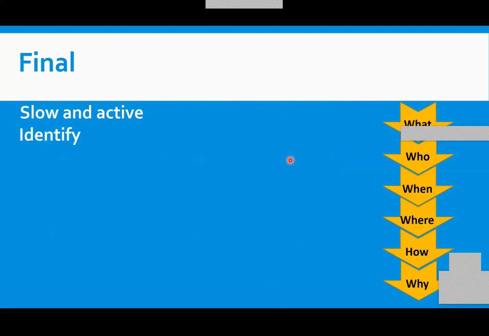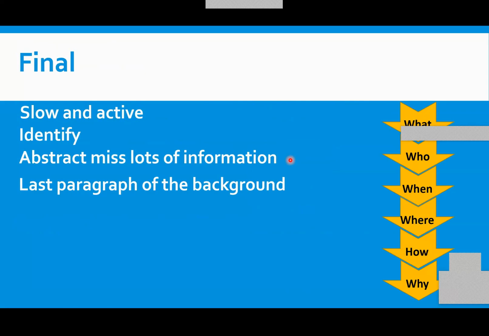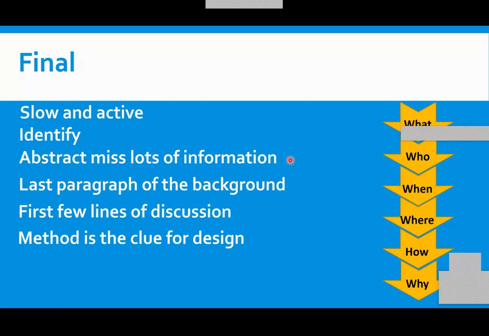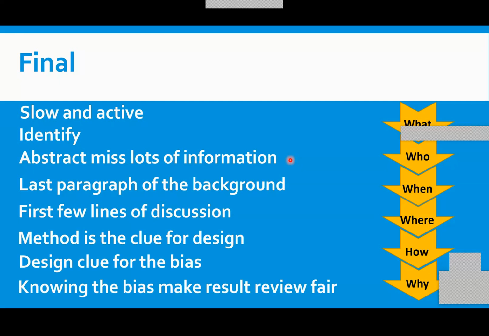Identify those word sequences. Remember, when you read only the abstract, you will miss lots of information. Remember, the last paragraph of the introduction is vital before you go to the abstract or the methodology. The first few lines of the question summarize the result. Method is the clue for design. Design is the clue for bias. And knowing the bias makes the result review very fair. So let's practice. What does that mean? Now we'll practice and probably you'll start to understand whatever I said.